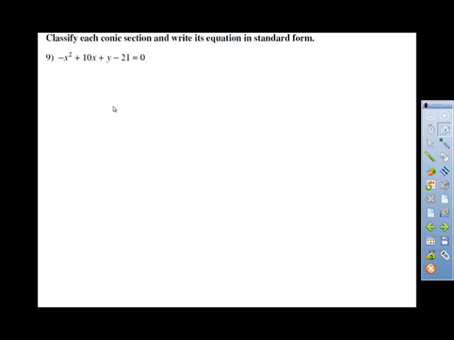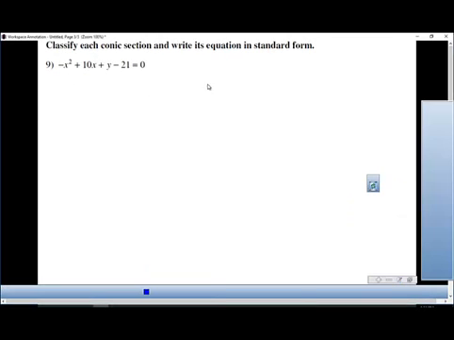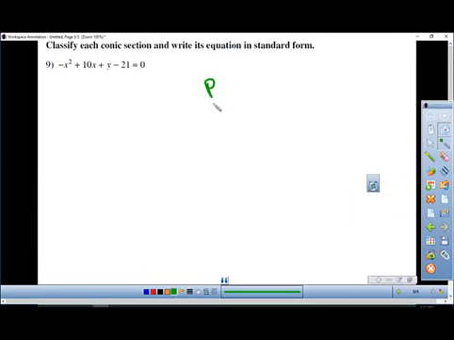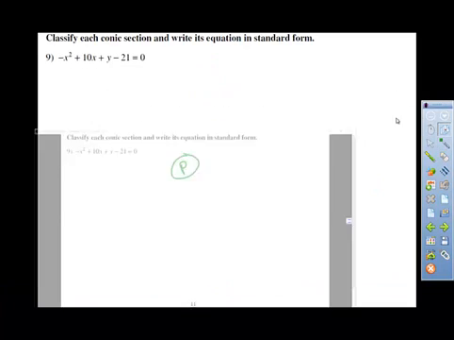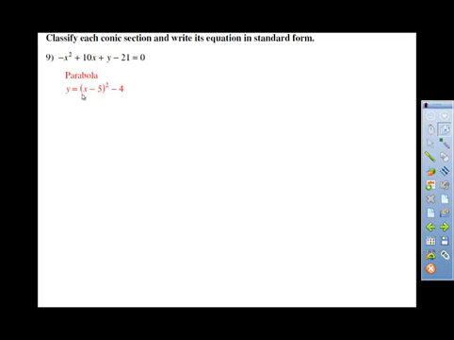All right, so what is this equation here? So remember to go in the PHEC order. You start with the parabola. Parabola has one squared variable. So I see I have one squared variable, so that means that this is a parabola. Boom. So notice that it says classify each conic. That's what you're going to have to do for the test, or the quiz, excuse me.